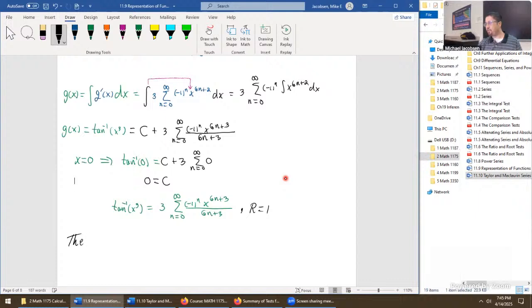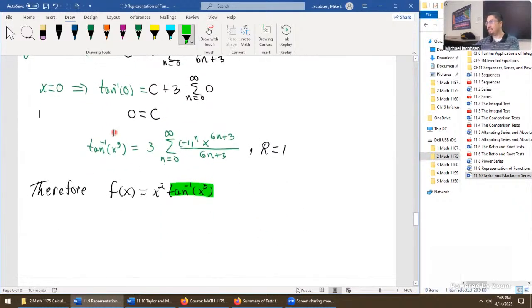Let's say here, therefore, f of x, which is x squared tangent inverse x cubed, now has a representation because we found out how to represent the hard part. Tangent inverse x cubed is just this up here. We'll multiply it by x squared. All it's going to do is up the power by 2. It'll be 6n plus 5 here.